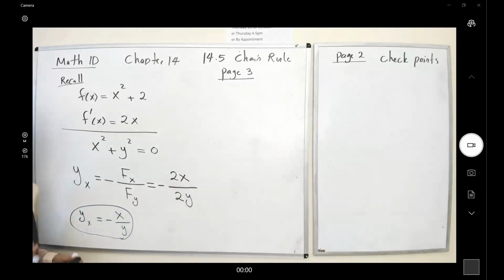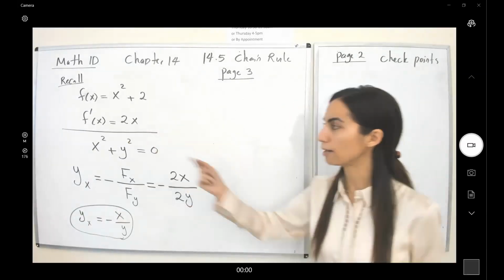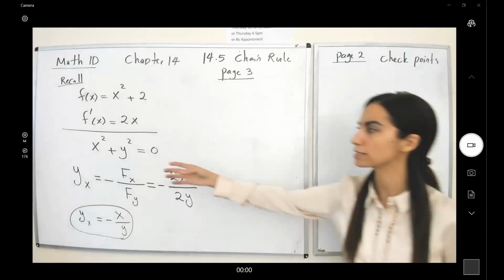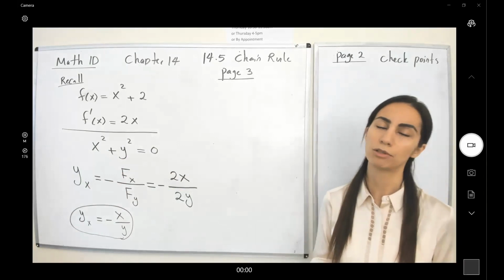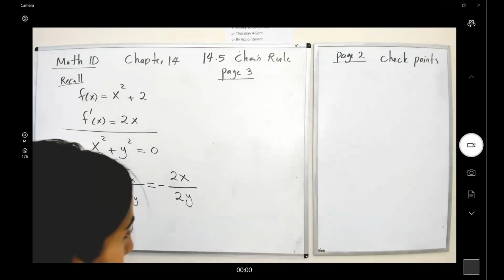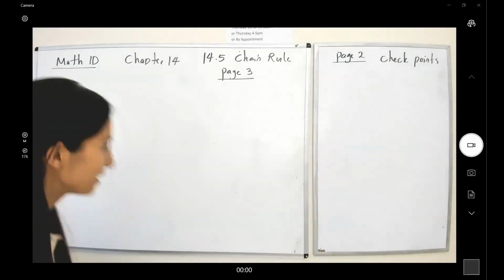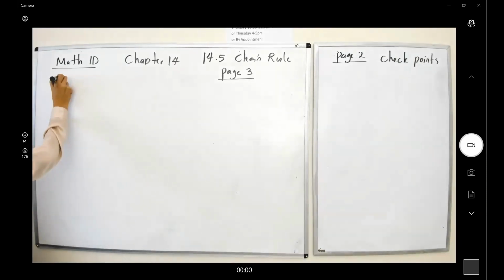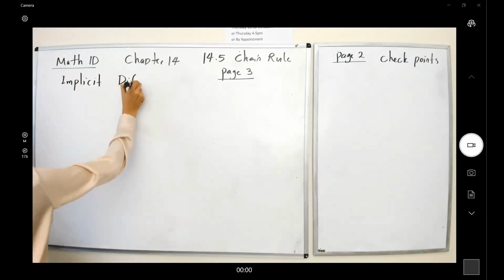We have the exact same concept when it comes to functions in 2 variables. It's actually just an example of a function in 2 variables. Why is that? This is x squared plus y squared equals 0. Here you have 2 free variables and you're done. Well, suppose you have a function written implicitly. Implicit differentiation.